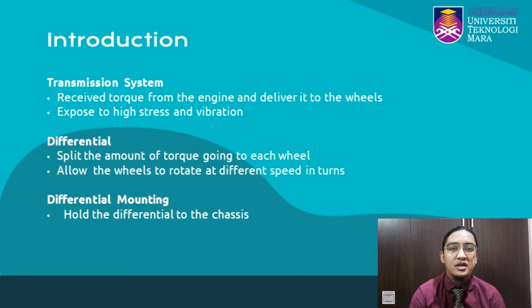One of the components in the transmission system is the differential. The function of the differential is to split the amount of torque going to each wheel. This will allow the wheels to rotate at different speeds when cornering. The differential will be mounted to the chassis to secure its position.